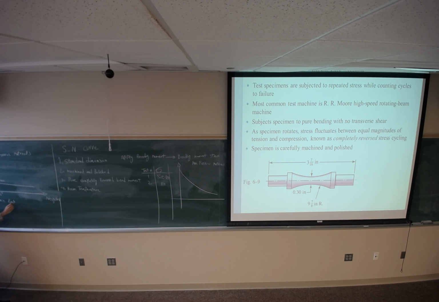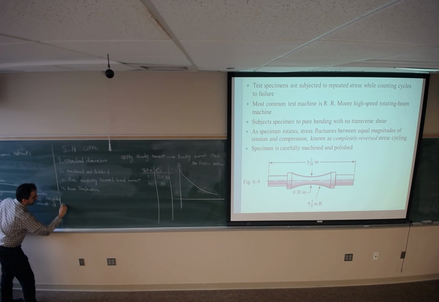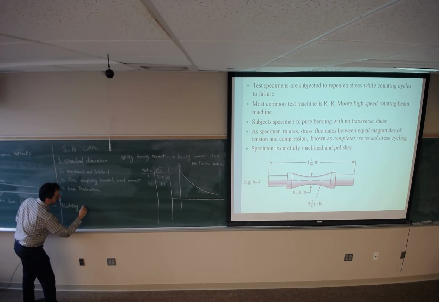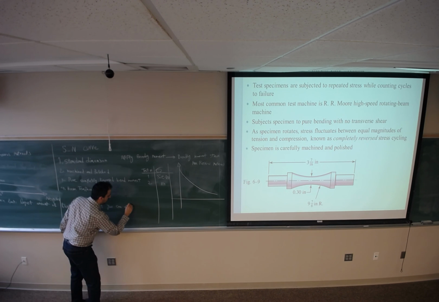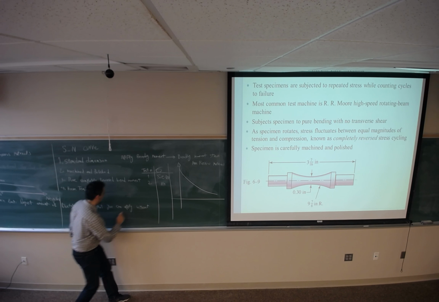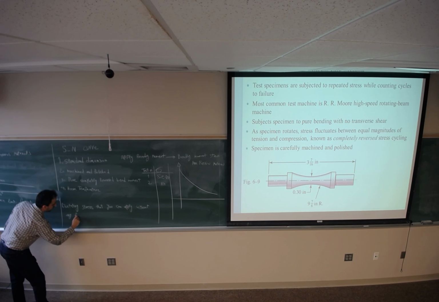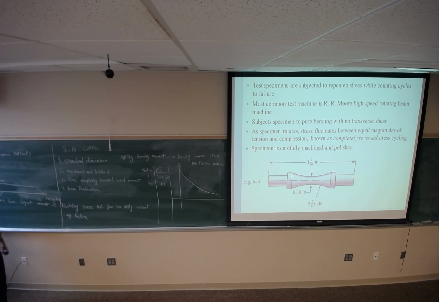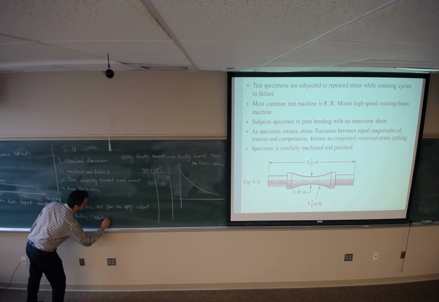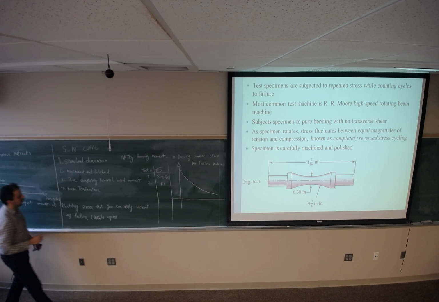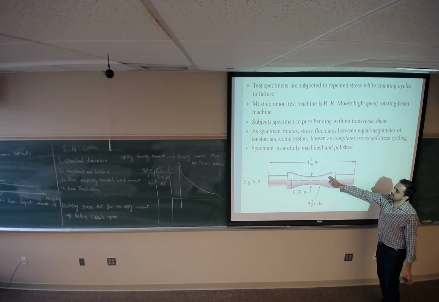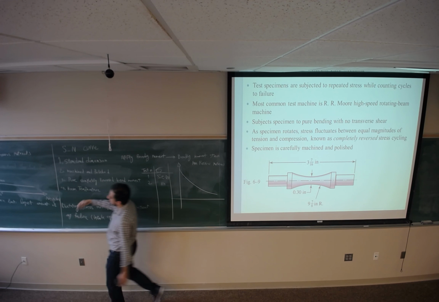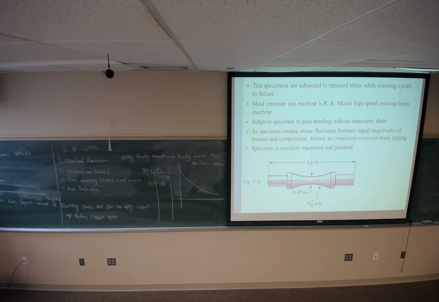Endurance limit is defined as the largest amount of fluctuating stress that you can apply without any failure, or we can say infinite cycles. So the endurance limit is defined as the largest amount of stress that you can apply to this specimen without having any failure, or it's going to run forever. So any stress larger than S_e is going to have limited life.